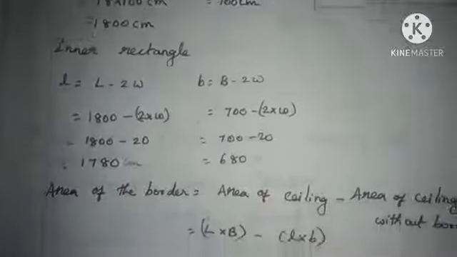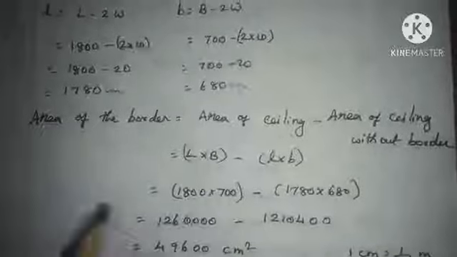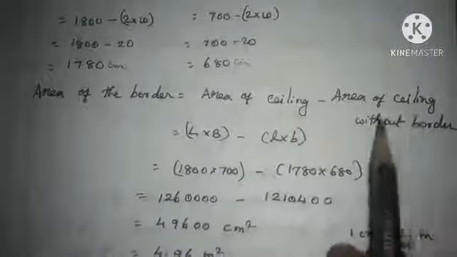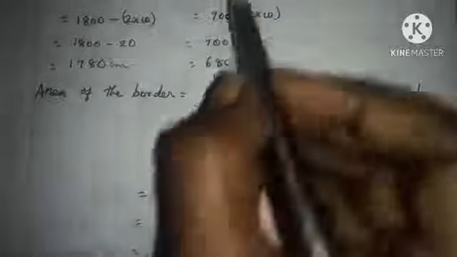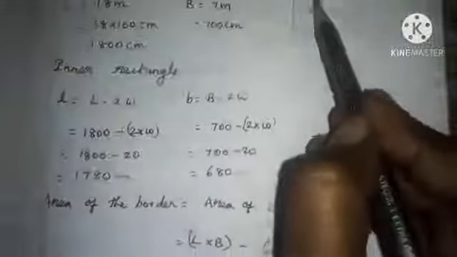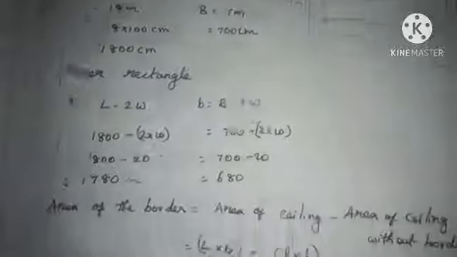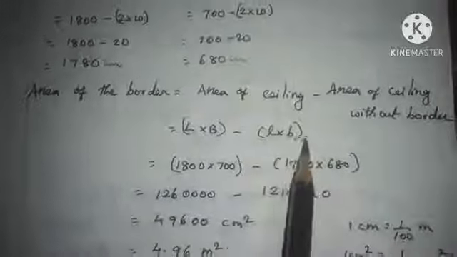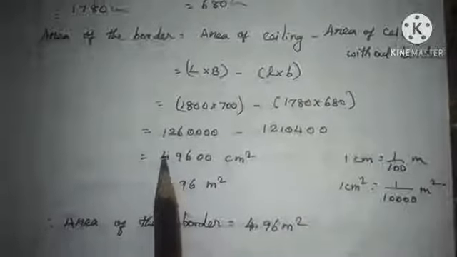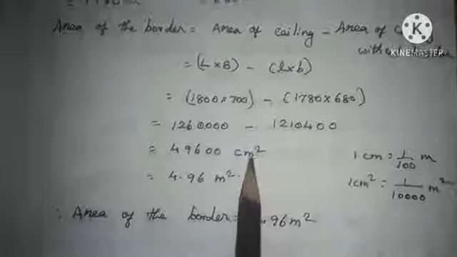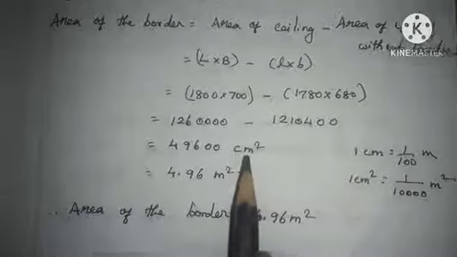Using these measurements, we are going to find out the area of the border. That is, area of the border equal to area of the ceiling minus area of the ceiling without the border. Area of the ceiling is the outer rectangle and area of the ceiling without the border is the inner rectangle. That is capital L into capital B minus small l into small b. We get the answer as 49,600 centimeter square.